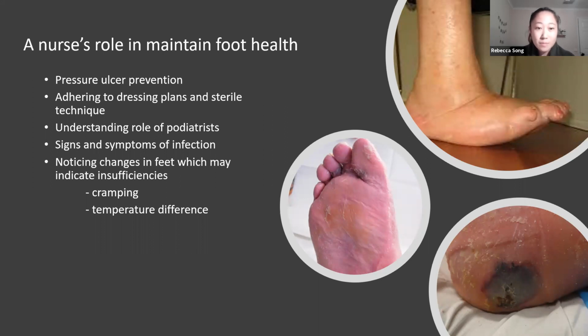The signs and symptoms of infection are important for you to be able to detect as well. Localized signs would be redness, any pus, and if there's a bit of odor coming from it as well. And then systemic signs, such as if someone's got a fever or if they're vomiting, then you know that something's not quite right. It could be coming from that infection in the foot.